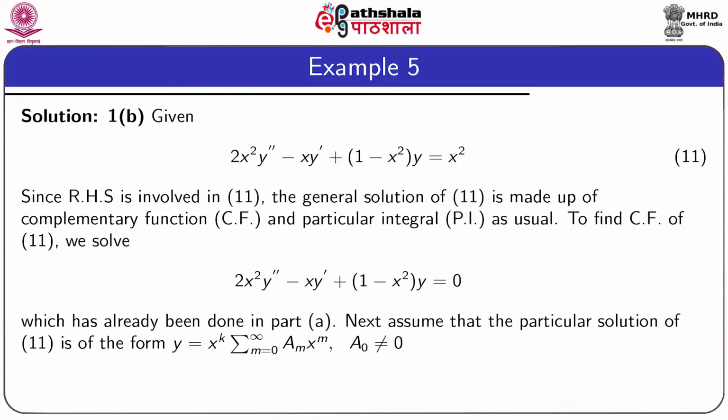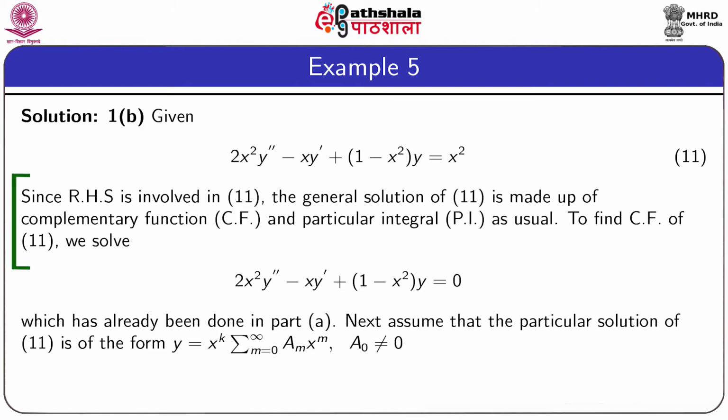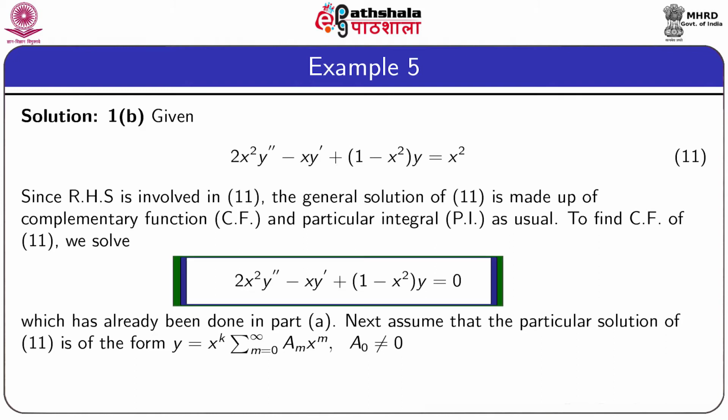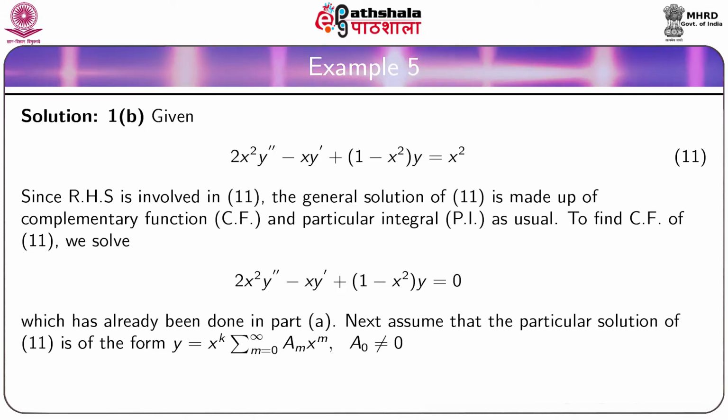In the second part of the problem, we have the same differential equation, only the right hand side is a function x square. And since the right-hand side contains a function, the general solution will consist of a complementary function as well as a particular integral. Now, to find the complementary function, we have to solve equation number 11 of the form 2x square y double dash minus x y dash plus 1 minus x square into y equal to 0. That is, we put the right-hand side equal to 0. And this has already been done in our previous example 1a.